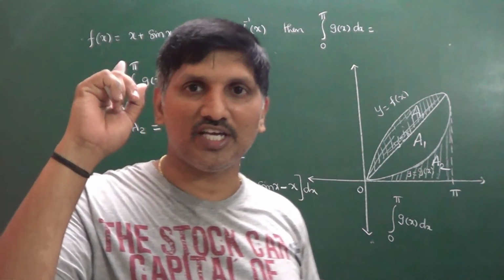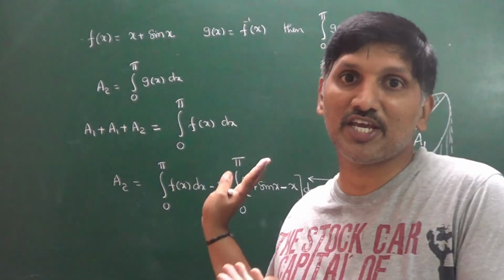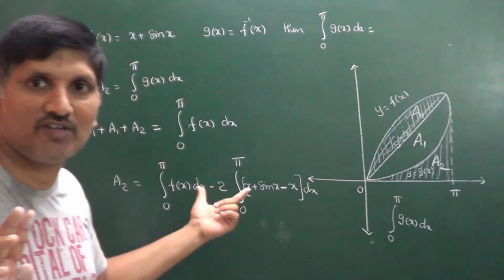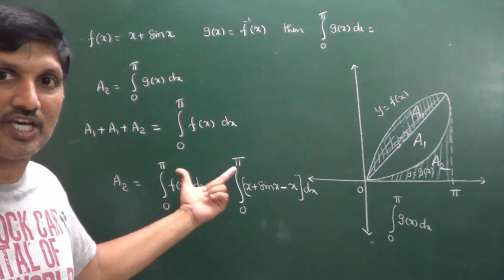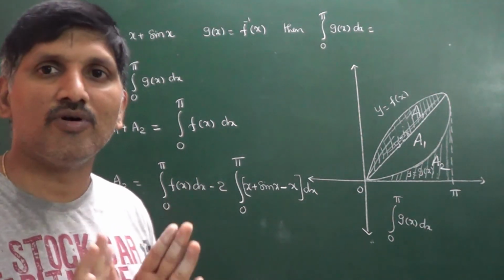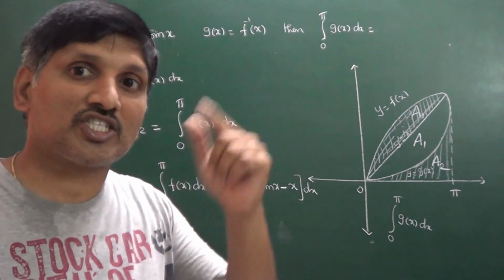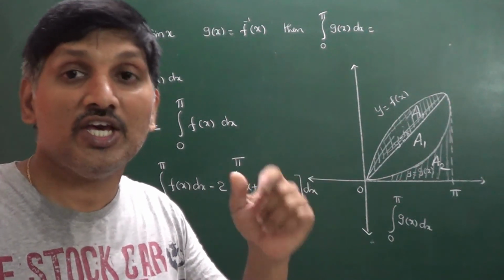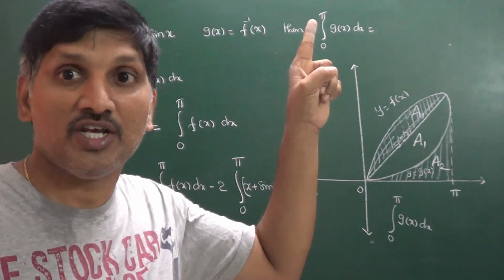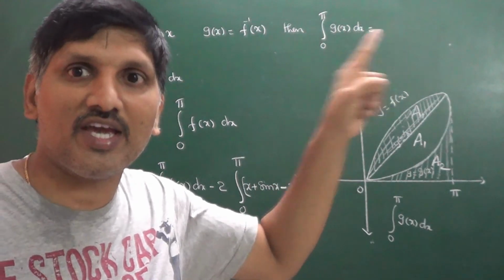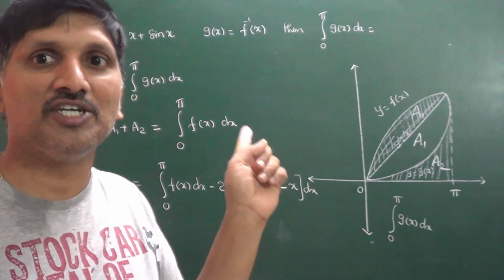So the earlier method is without using the area concept, and the present method which I discussed is with the help of the area concept. Both are very good methods. The first method we can do so easily if you know that particular information: b into f of b minus a into f of a.